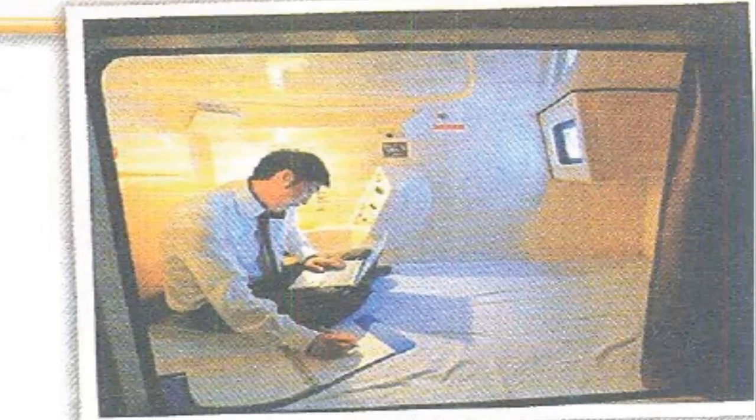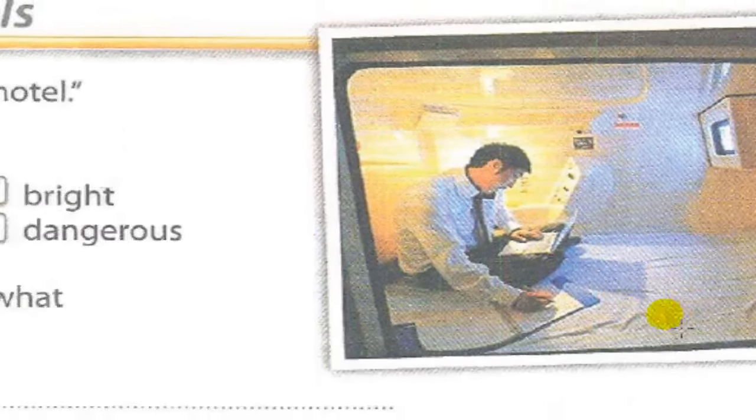Exercise number 5. Now, look at the picture. What do you see? What's this? A young man. He's what? He has a laptop. He's writing. This is a small television. What's this? This is a bed. Where is this young man? Where is he? What's this? Is this a house? A room in a flat?